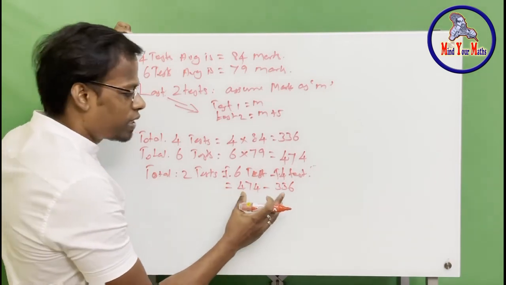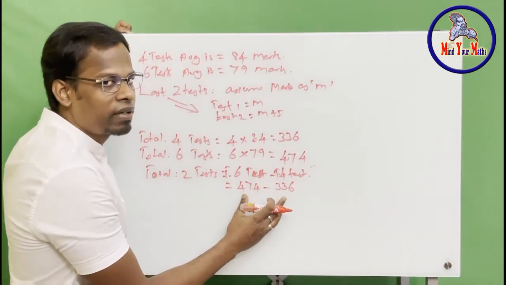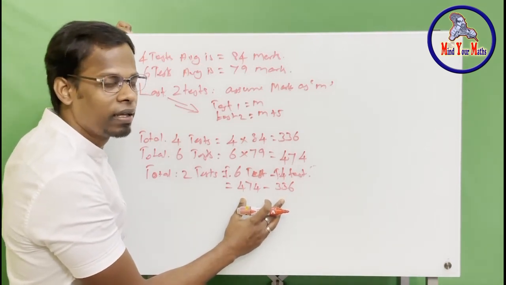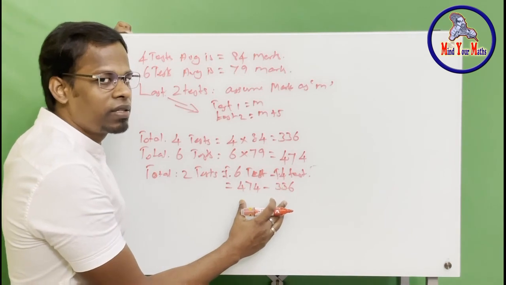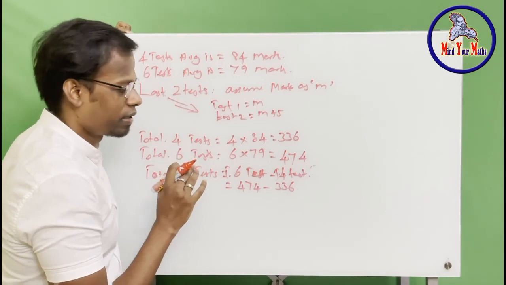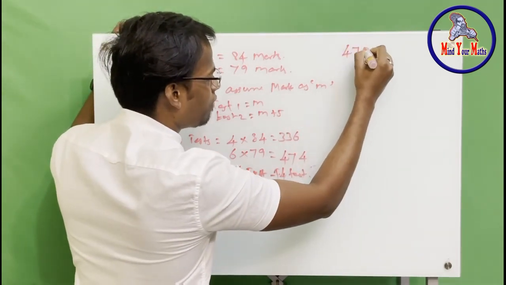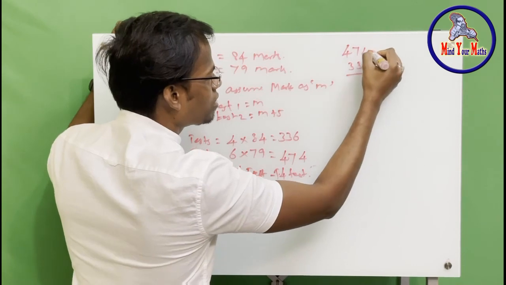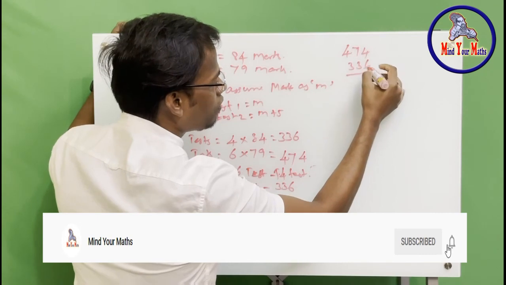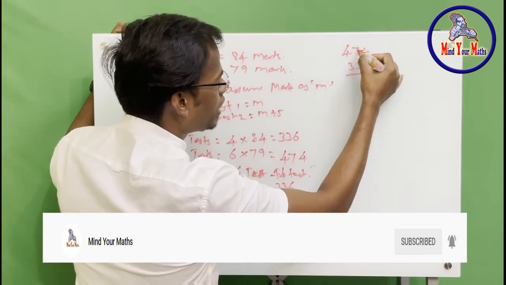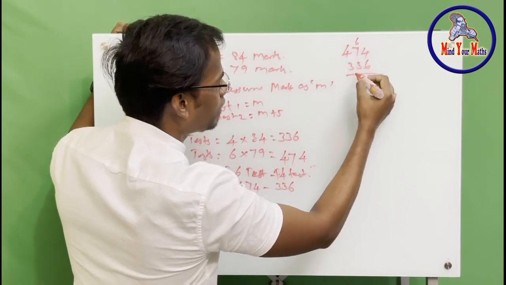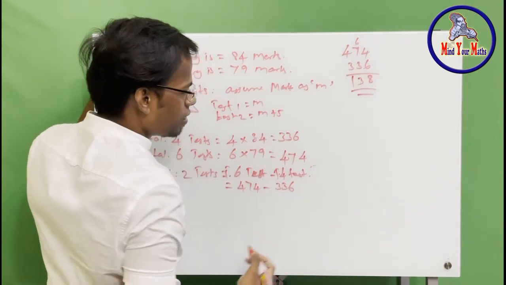As I always say, for this kind of thing, I don't use a calculator, and I would encourage you also not to use calculators. Even if you get it wrong the first time, it's fine. You're training your brain to do calculations, so that you don't depend on the calculator. So let's do that. 474 minus 336. Here we take 1 from 7 to this 4, so 14 minus 6 is 8. Here 6 minus 3 is 3, and then 4 minus 3 is 1. So it is how much?